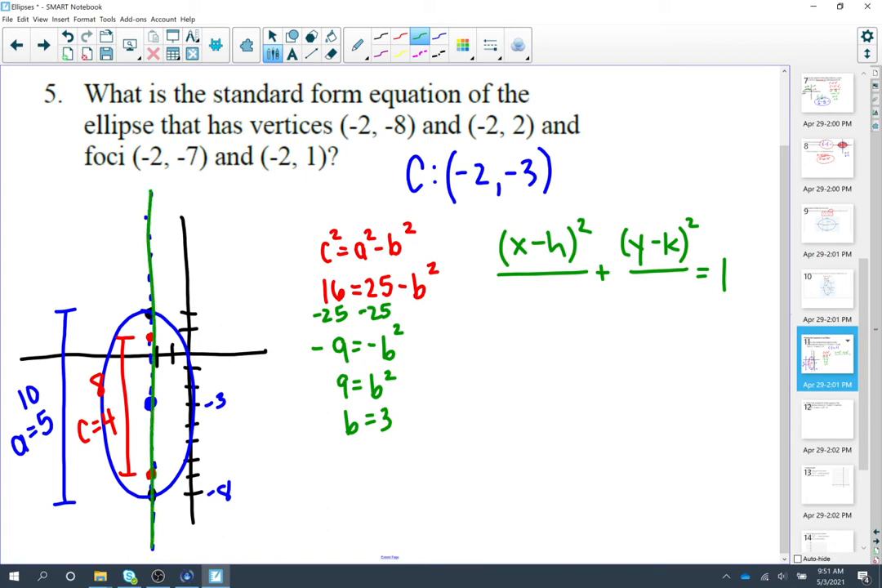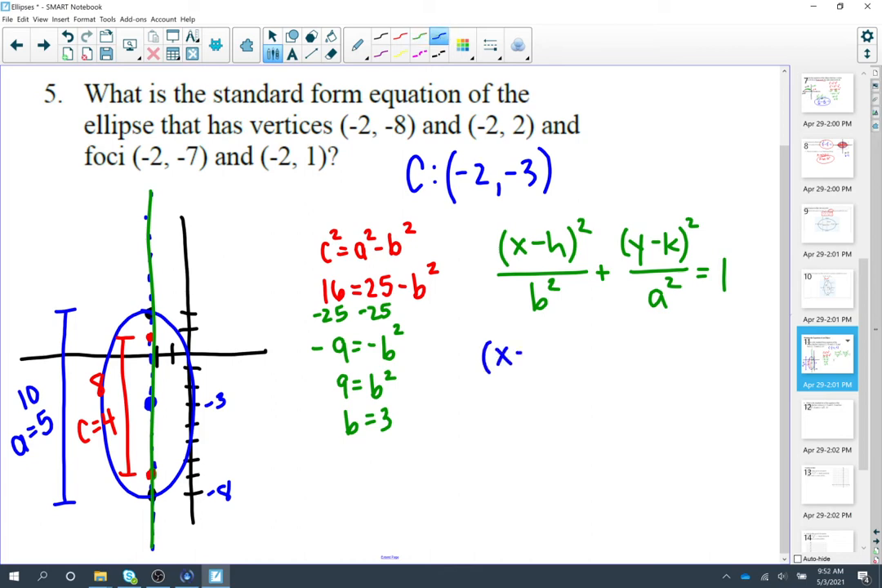Your major axis is along the y-axis. It's kind of like mirrored on the y-axis. That means that a has to go underneath the y, which means b has to go underneath the x. At this point, we're going to fill everything in.